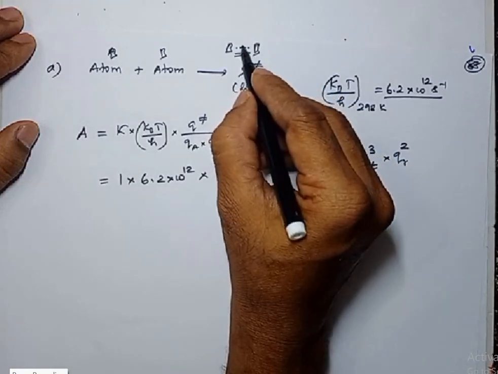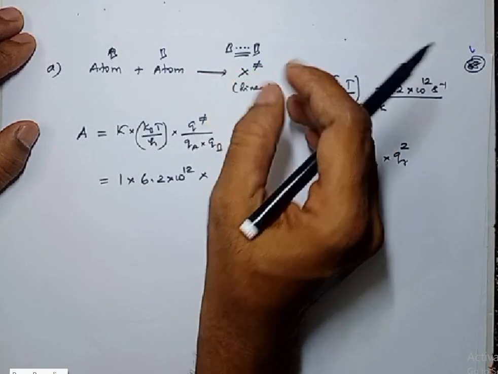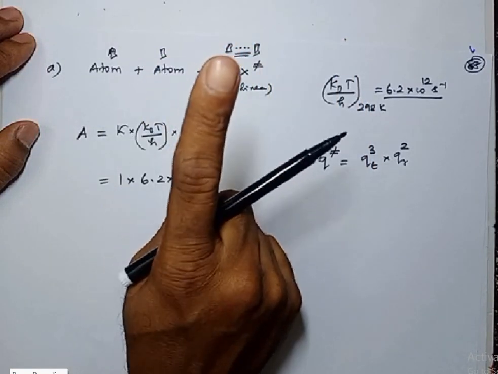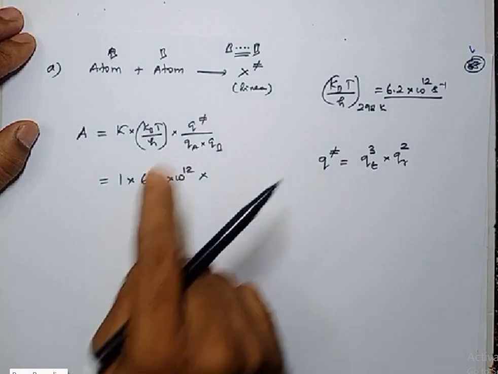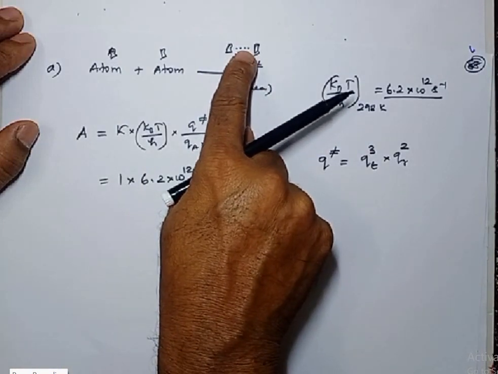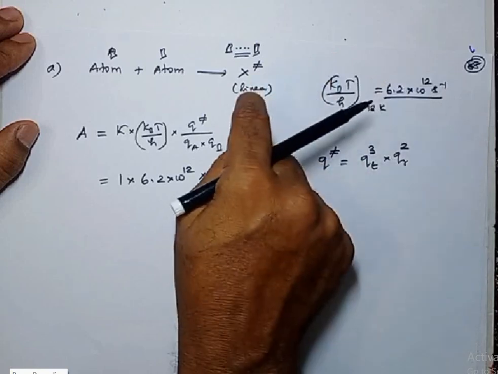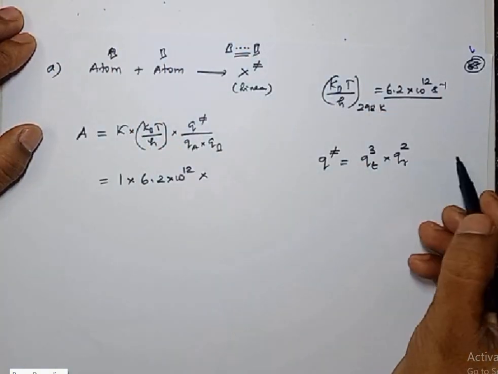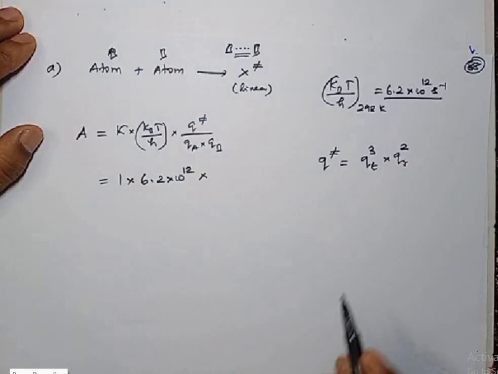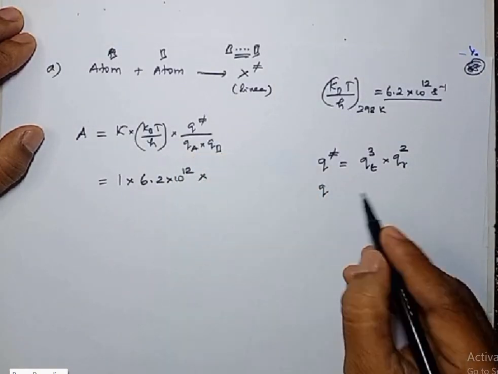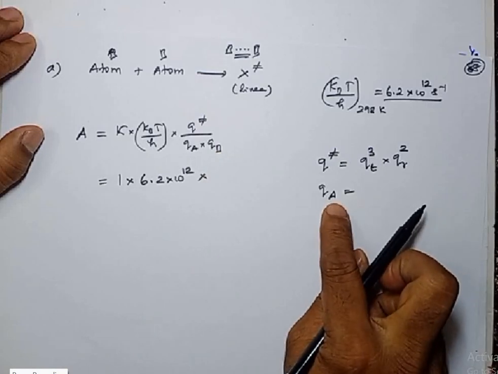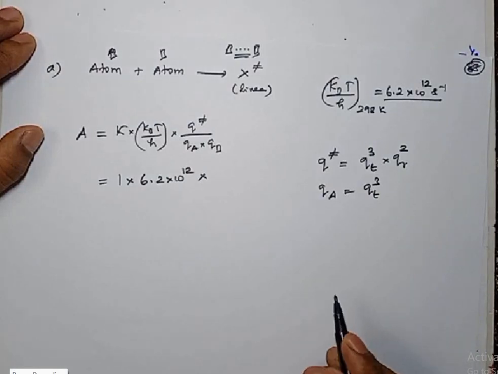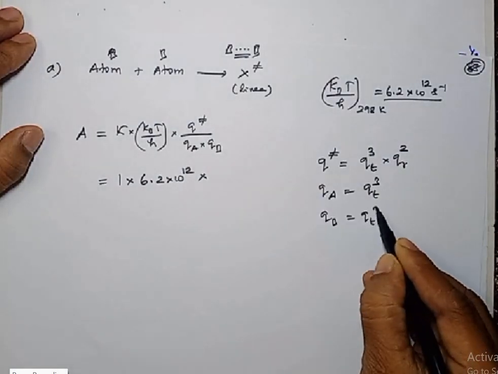So when there is one bond, there should be a vibrational degree of freedom. But you know very well, an activated complex has one vibrational degree of freedom less. So, since there is a bond, there should be one vibrational degree of freedom, but it is an activated complex, so that vibrational degree of freedom becomes 0. So, there is no vibrational degree of freedom. And what about the normal molecules QA and QB? QA is an atom. For an atom, only translation is available. And QB, only translation is available.